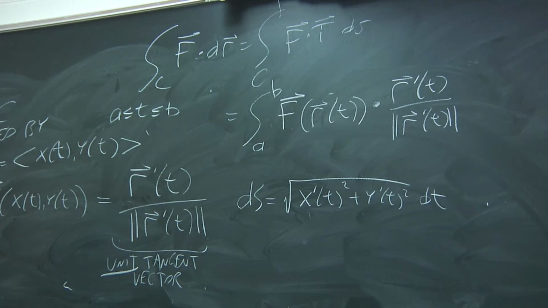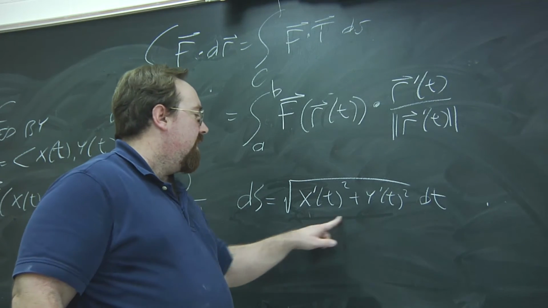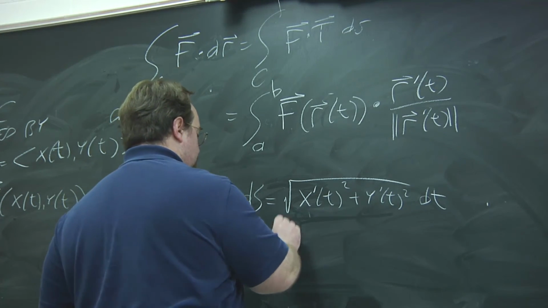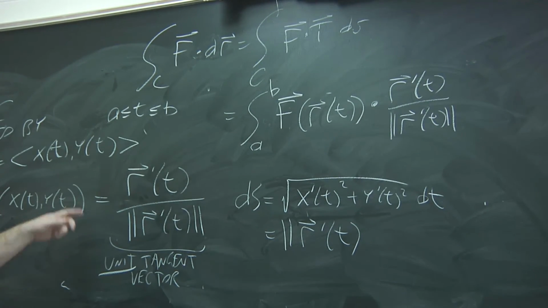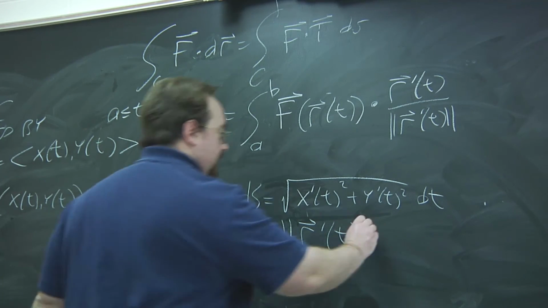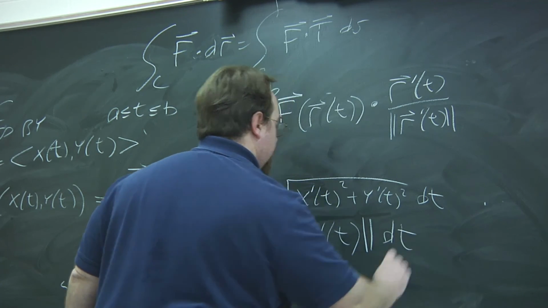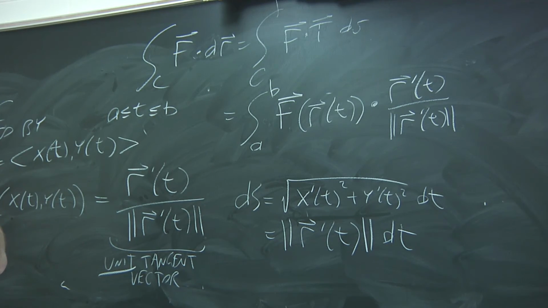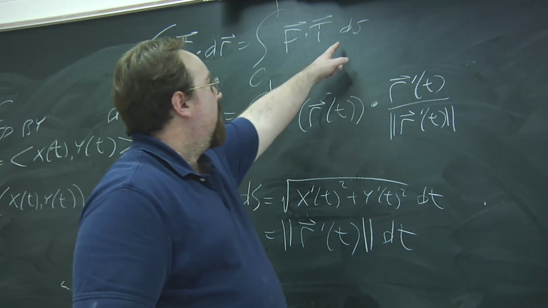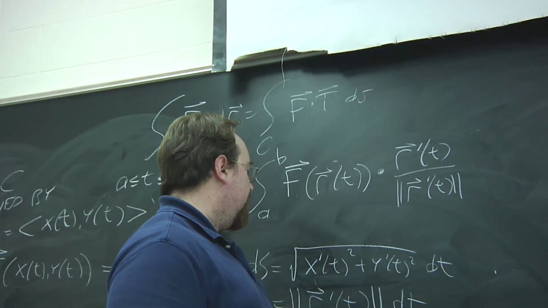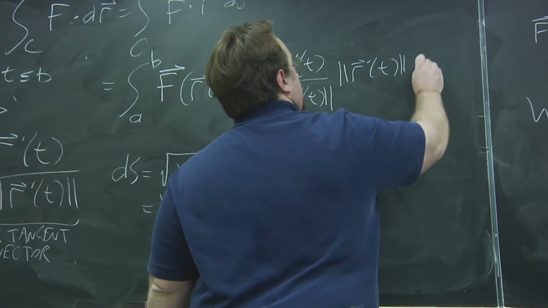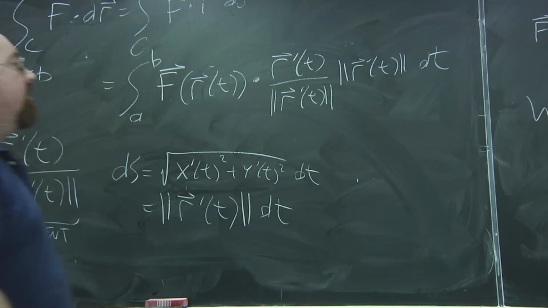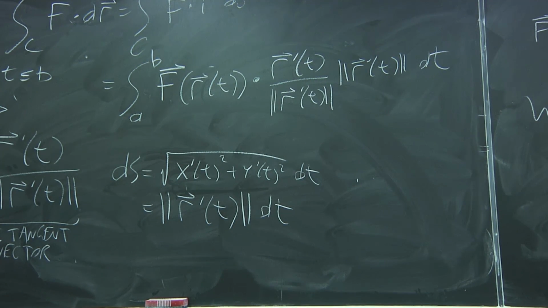But this is the magnitude of the derivative of our parameterization, of our unnormalized tangent vector. So now we can replace ds with this. Cancel.